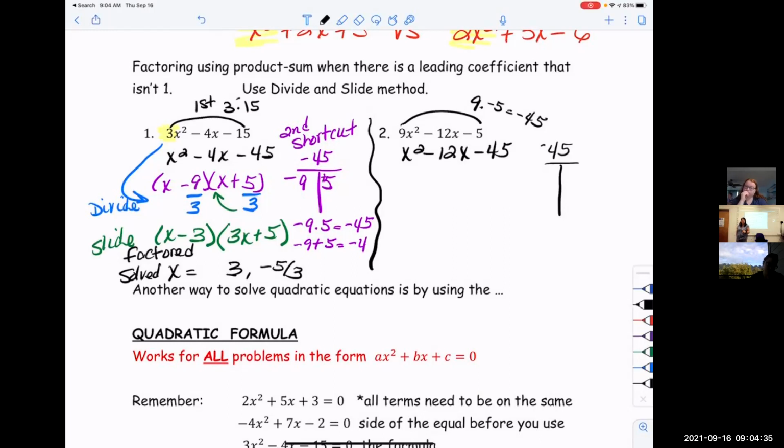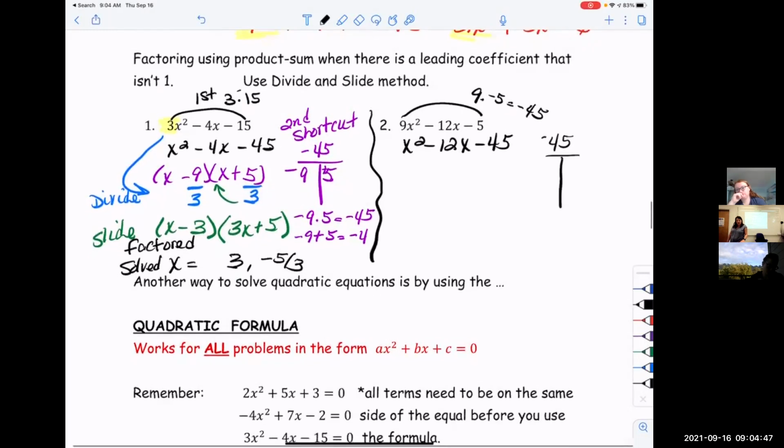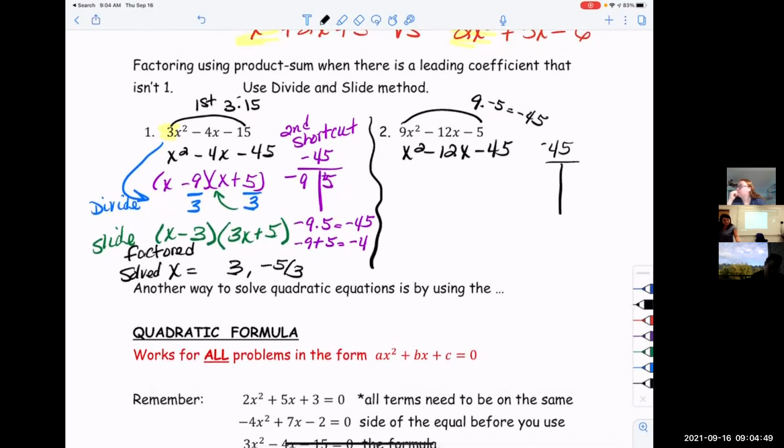So I will promise you this, I will keep the linear and the quadratics in separate sections on your test, okay? So you'll have the x's and then you'll have the x squared. We'll keep it separate. On the same test, both separate. All right, so what are factors of 45 that will give us 12?